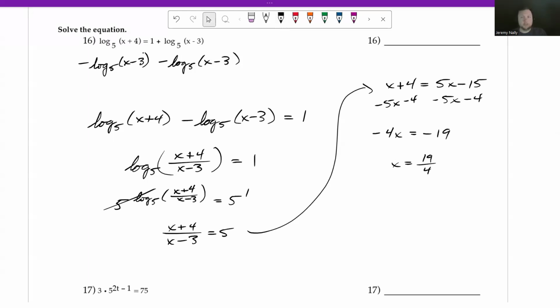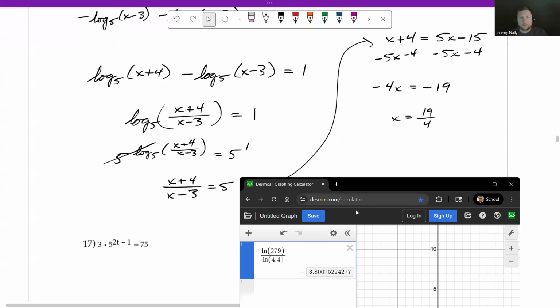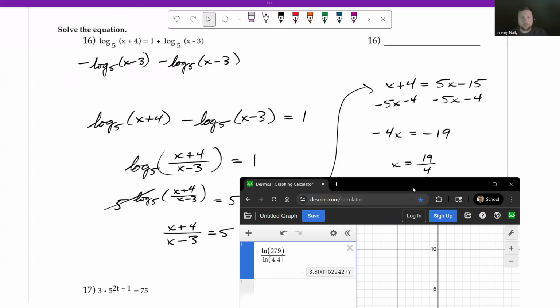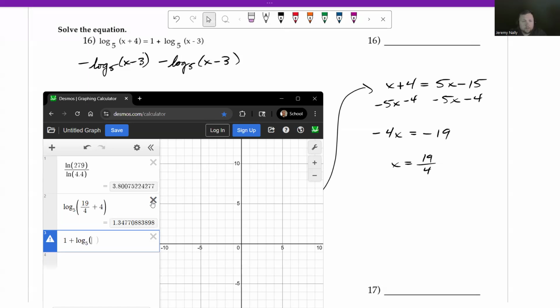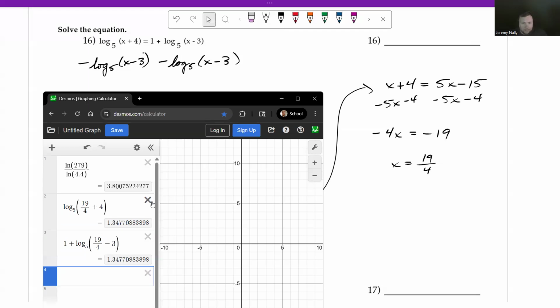And since I have a calculator open, let's check this using the calculator. Just for time's sake, I'm going to go ahead and do this without using a change of base formula. And at least for the purposes of this course, I can see that these decimal expansions match. And that's one way of doing it.